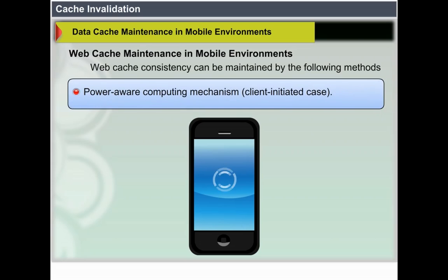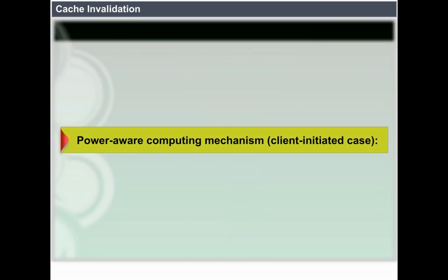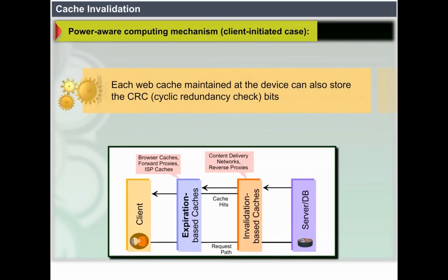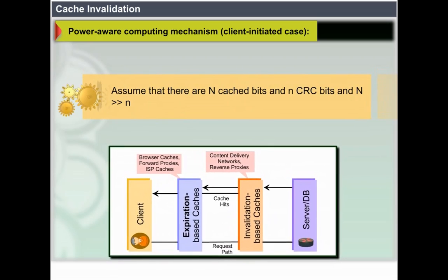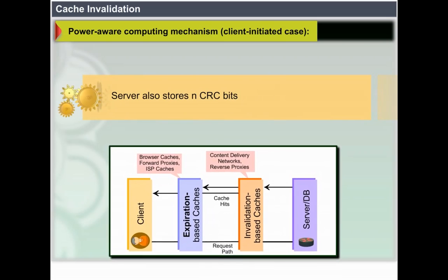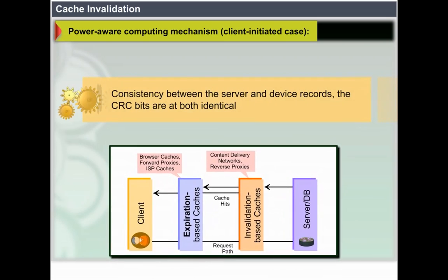Power-aware computing mechanism, client-initiated case. Each web cache maintained at the device can also store the CRC, cyclic redundancy check bits. Assume that there are n cached bits and n CRC bits, and n is greater than n. The server also stores n CRC bits. For consistency between the server and device records, the CRC bits are both identical.